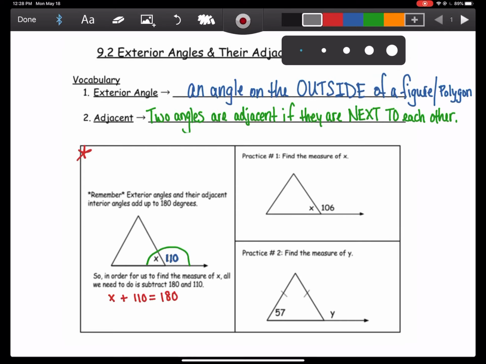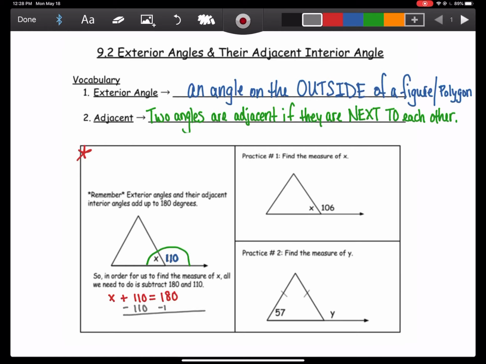And then I'm going to use gray to show my work. So how do I get X alone? I subtract 110 from both sides. And I end up with my X value, which is X equals 70 degrees.